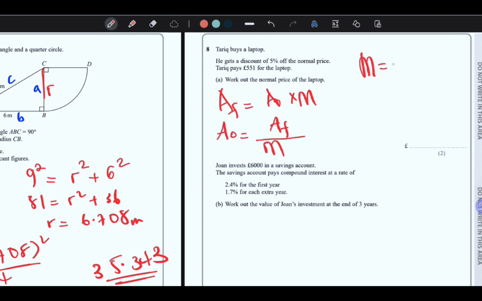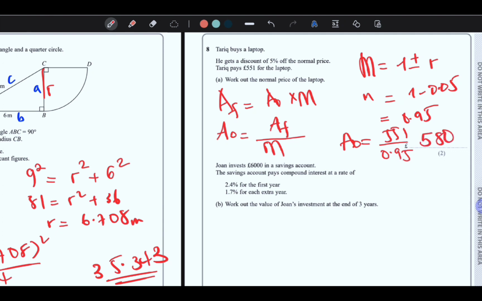The multiplier is simply 1 plus or minus the rate. So in this case, you're getting a discount, it means we do a minus. So our multiplier would just be 1 minus the rate, which is 5%, or 0.05. That's going to be 0.95. So our initial value would be 551 divided by 0.95, which would be £580. That's our final answer.